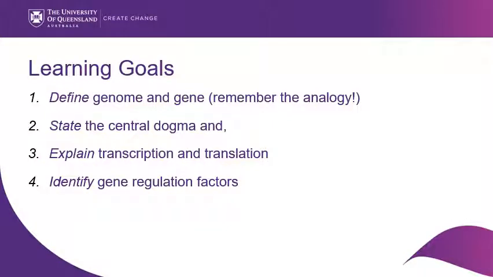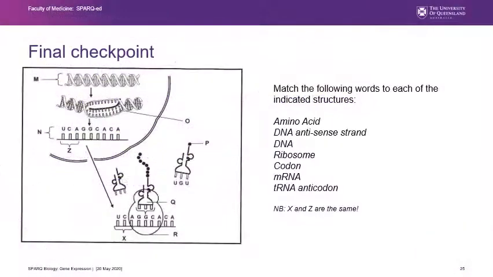We're near the end of the lesson, so let's just quickly review our learning goals. You should be able to define a genome or a gene, state the central dogma, 1 gene equals 1 protein, explain the processes of transcription and translation. We're going to do an exercise to check your understanding of those points in just a moment. And finally, you should be able to identify gene regulation factors.